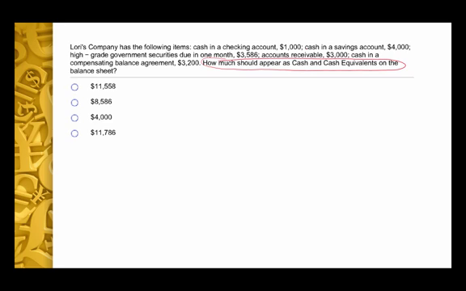Cash and savings account is 4,000. High grade government securities that are due in 1 month are 3,580. Accounts receivable, cash and a compensating balance. Out of all of those amounts, the only amount that goes in cash is the cash in a savings account of $4,000. So that is your correct answer.